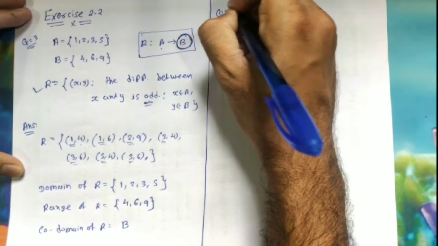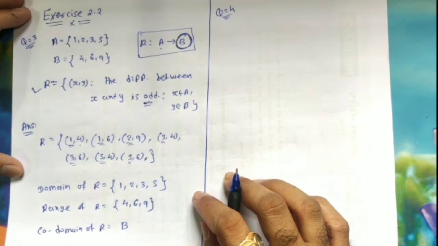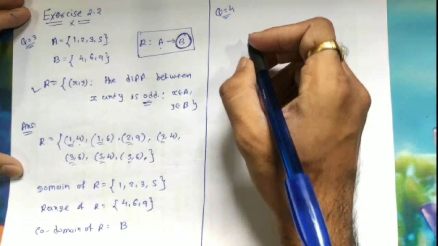Now the next one is question number 4. For question number 4, the figure shows the relationship between set P and set Q. Write the relation. The figure is given, an arrow diagram.